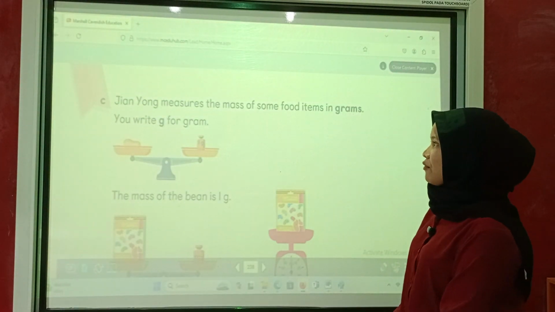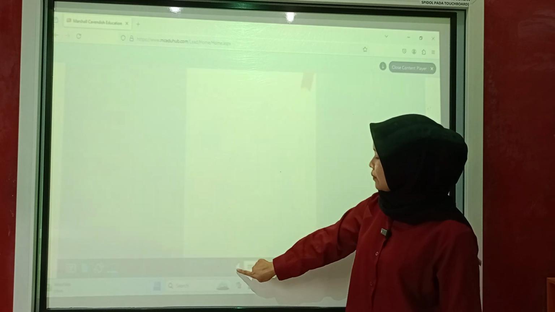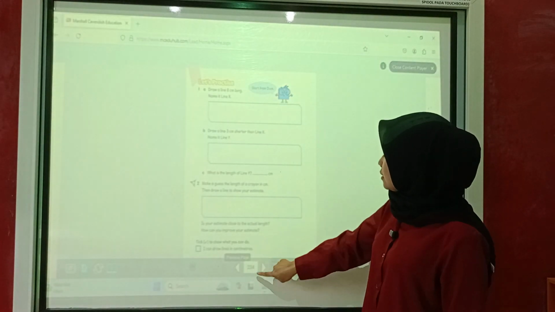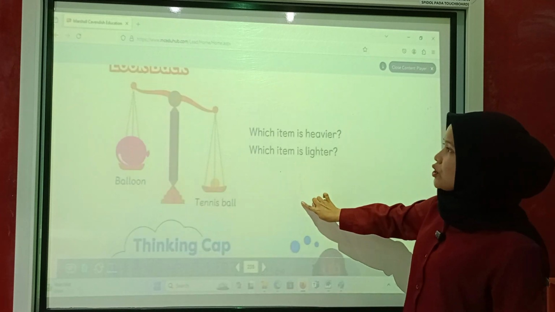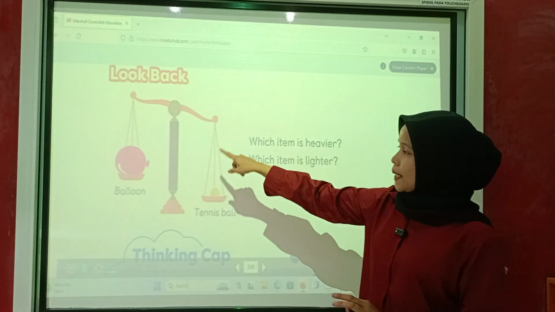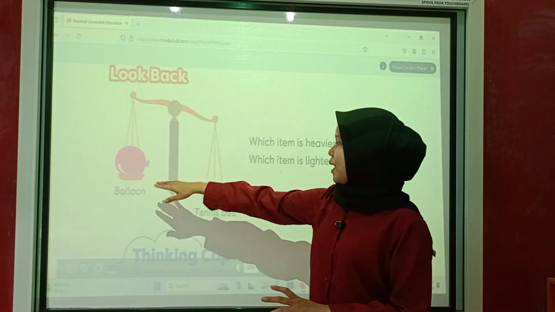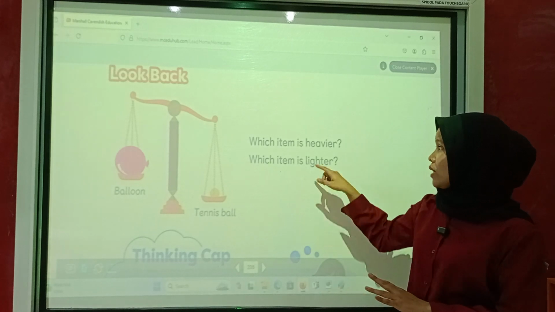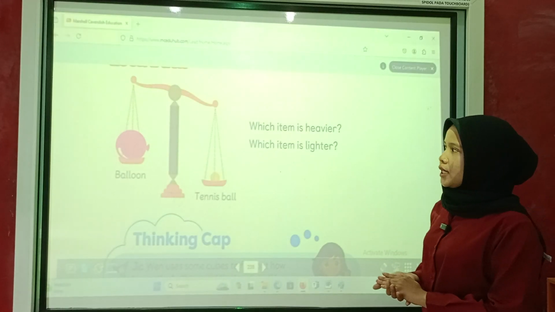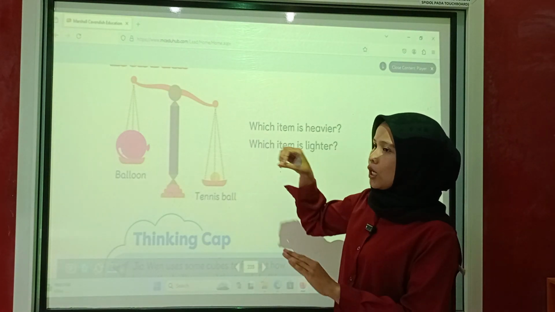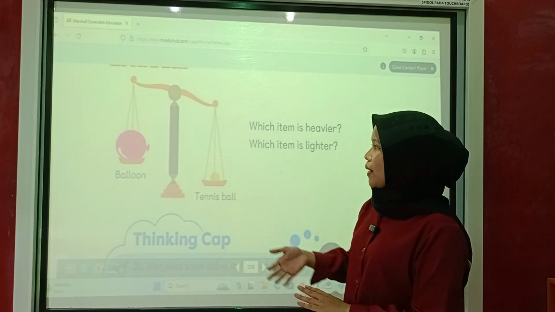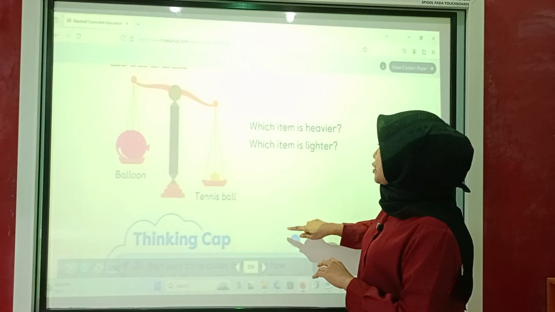Good morning, sir. I will deliver the lesson about estimating and measuring mass. In this lesson, I will show the students the pictures here. They are a scale like this, and this is a balloon, and this is a tennis ball. I will ask the students which one is heavier and which item is lighter, and the students will show that the heavier one will be in the lower place, lower on this scale, and the balloon is lighter here.